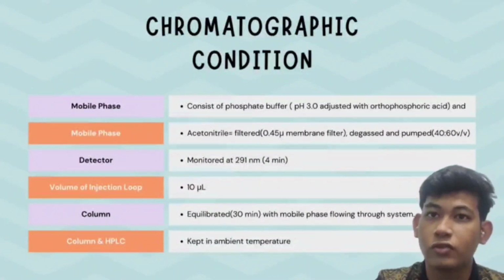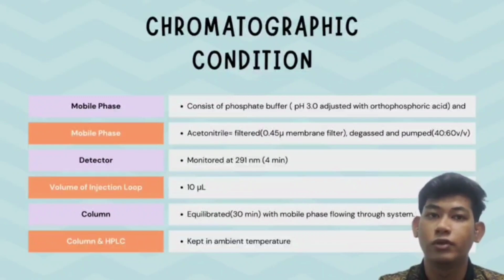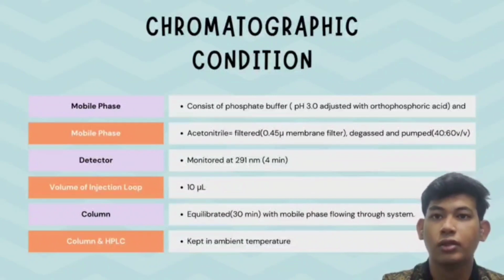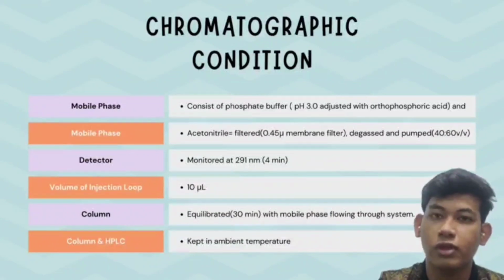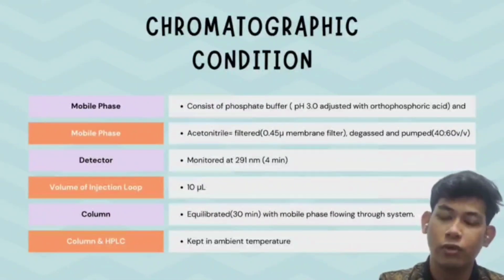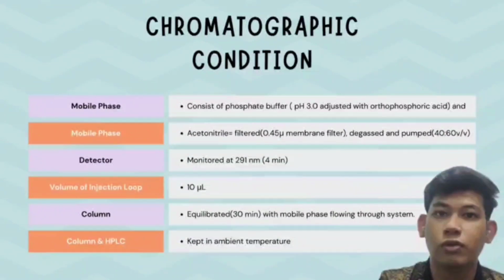The detection was monitored at 291 nanometer and the run time was 4 minutes. The volume of the injection loop was 10 microliter. Before the injection of the drug solution, the column was equilibrated for at least 30 minutes with the mobile phase flowing through the system. The column and the HPLC system were kept at ambient temperature.